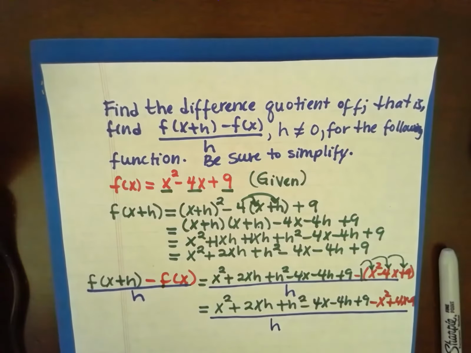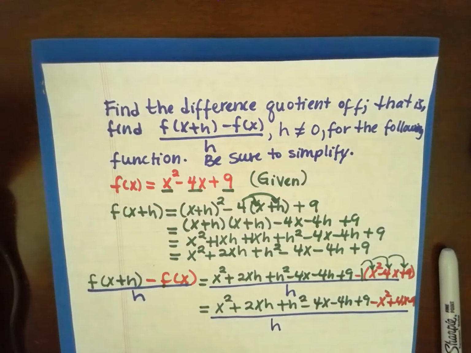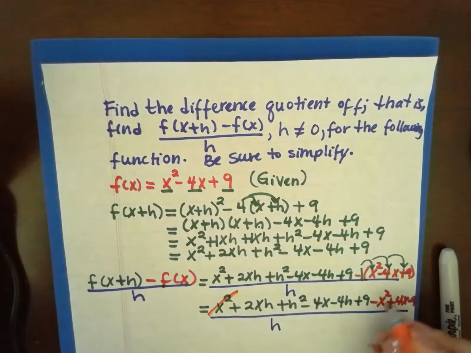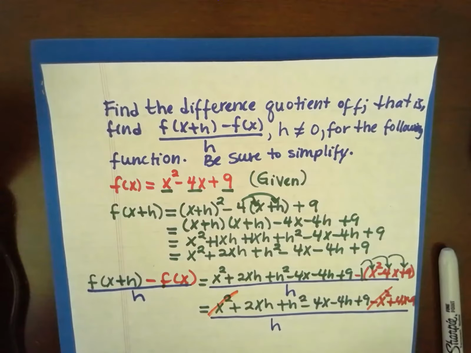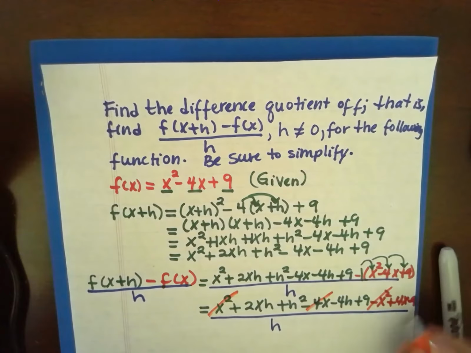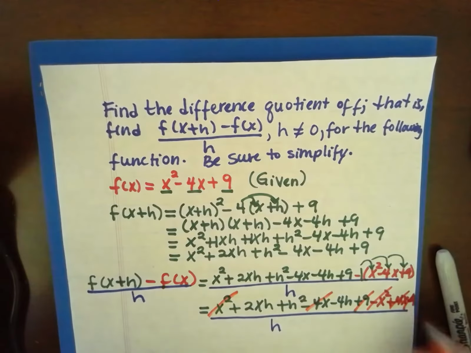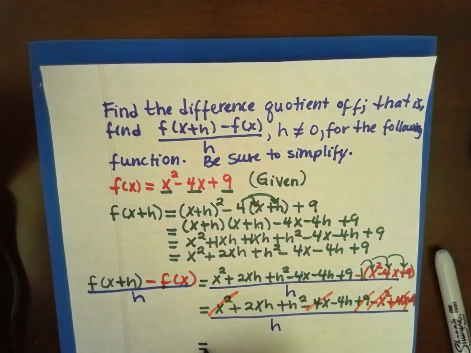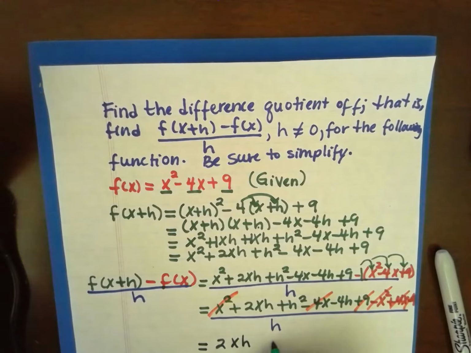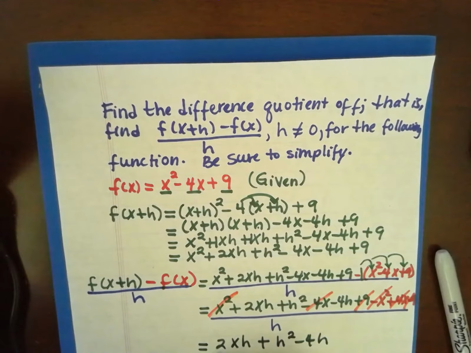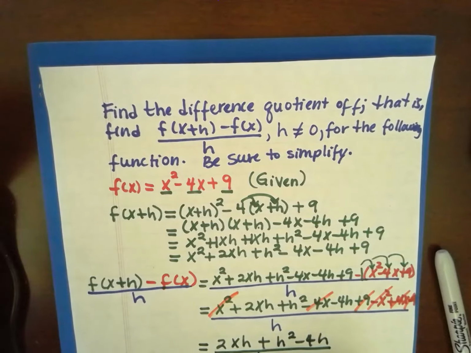And remember from the first video, I emphasized that the terms that do not contain the variable h will have to add up to 0. And that will be a guide to help you see if you are on the right track. So minus 4x plus 4x, and 9 minus 9. Notice that the terms that are left all contain the letter h. So this is going to be 2xh plus h squared minus 4h, divided by h.